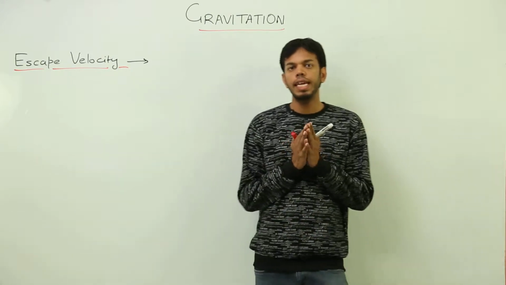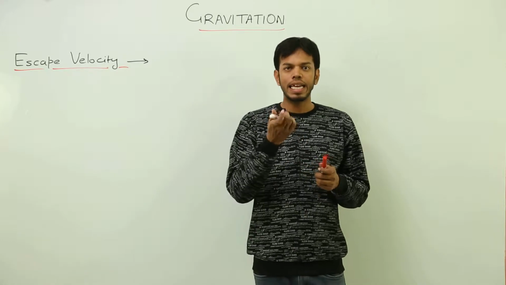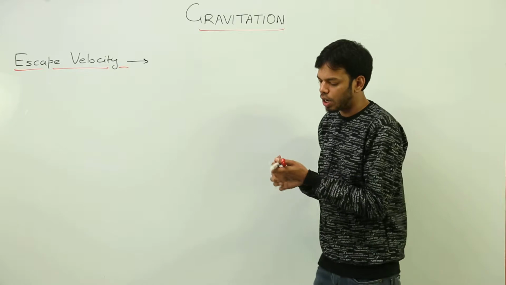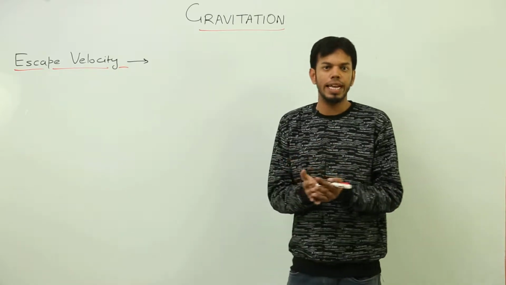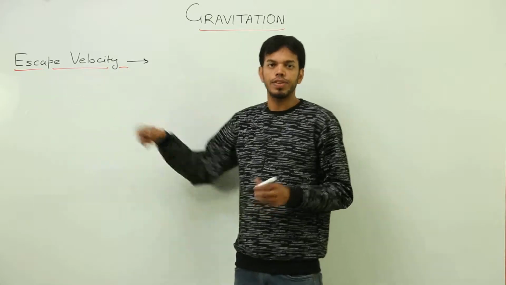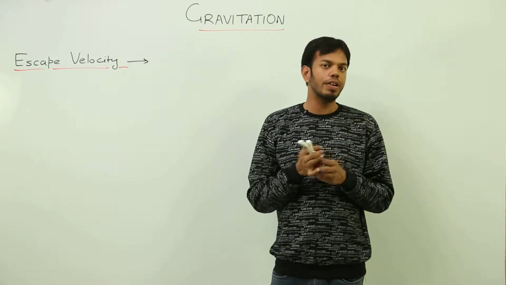So when we throw an object, suppose this marker, if I throw it up, it will ultimately go to a height and come back, right? Why? That is because of the gravitational pull of the planet. Right now it's Earth. So what is the escape velocity?